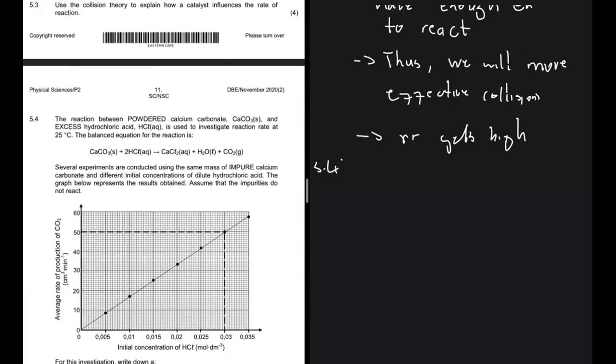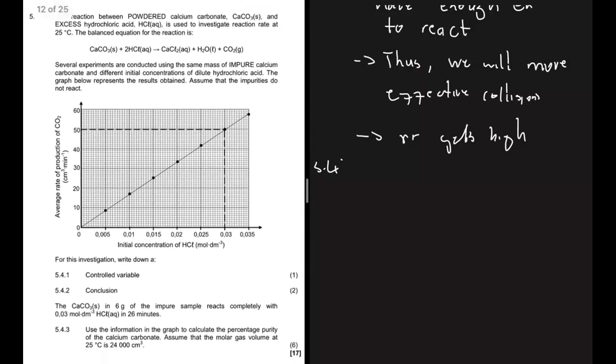So we have a reaction between powdered calcium carbonate and excess hydrochloric acid. It's used to investigate reaction rate at 25 degrees Celsius. And then we have a balanced equation down there. And then several experiments are conducted using the same mass of impure calcium carbonate, and then with different initial concentrations of dilute hydrochloric acid. Then the graph represents the results. And then, okay, it is said that we should assume that there are impurities that do not react. Okay, fine. And then 5.4.1 says controlled variable.